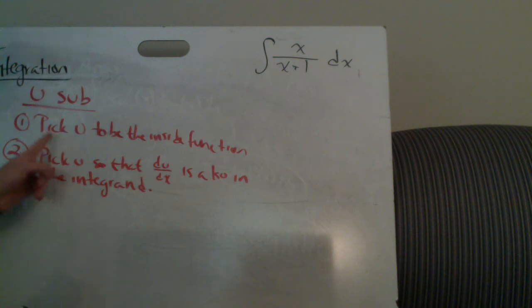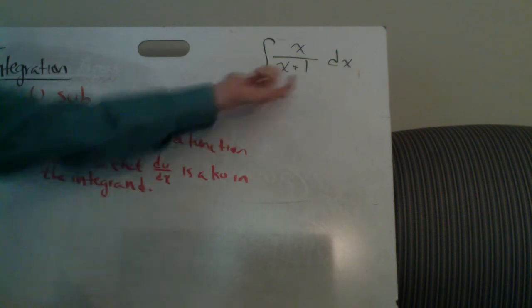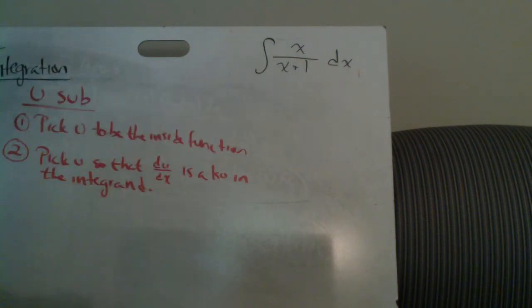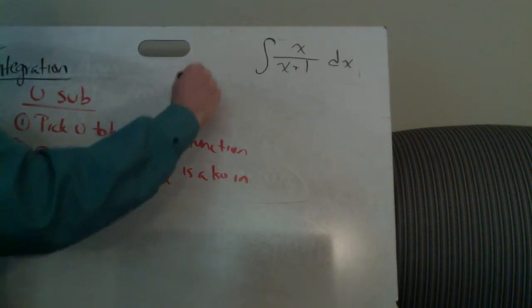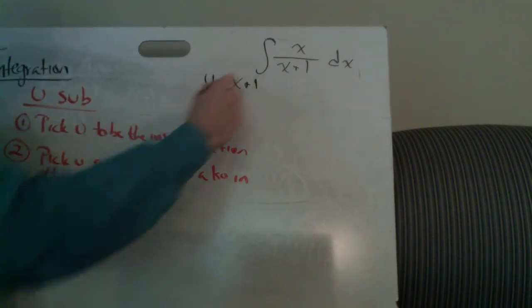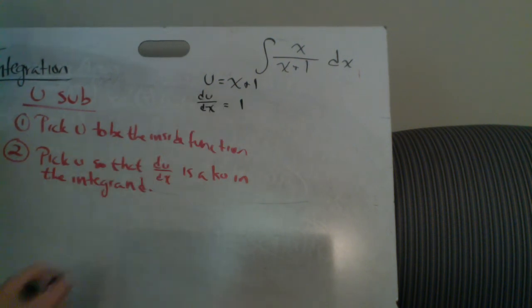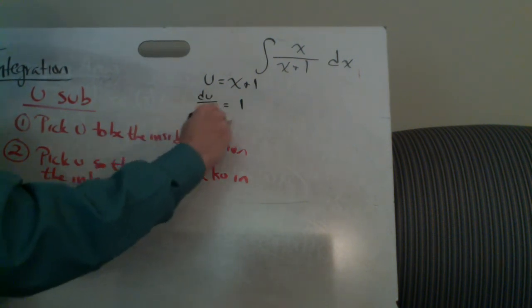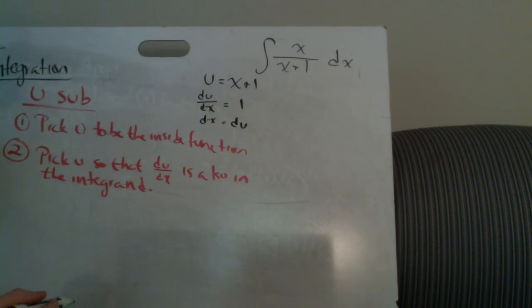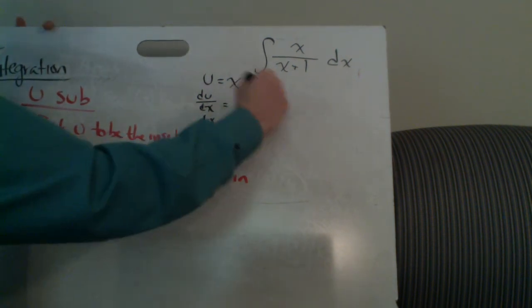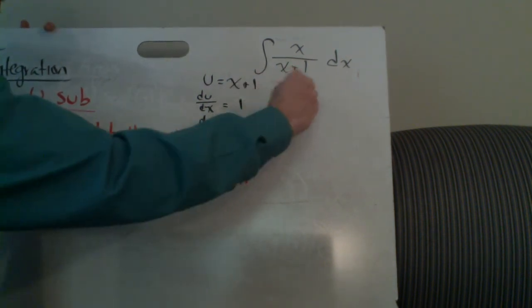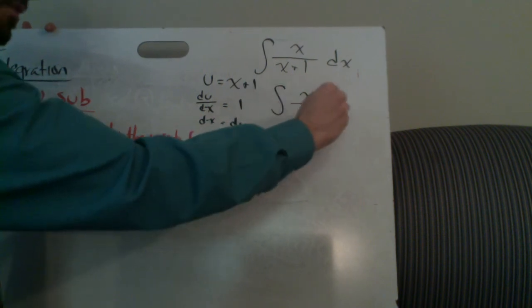If we pick our u to be the inside function, this is almost always what I want to do. And the inside function here is the denominator, which is x plus 1. And so that means u is going to be x plus 1. So du dx is just 1, or dx is the same as du. Now this becomes a problem because then the integral simplifies to x over u du.